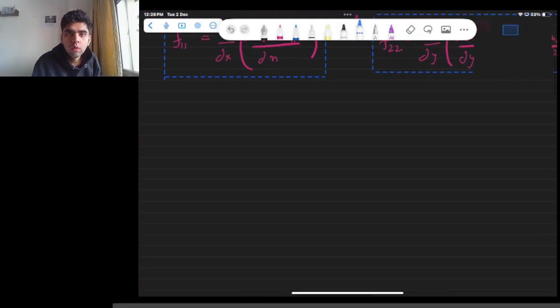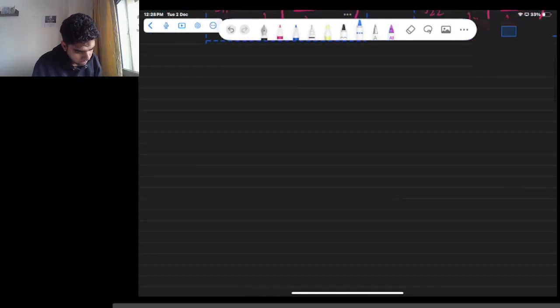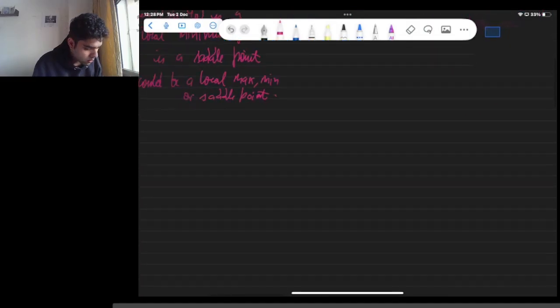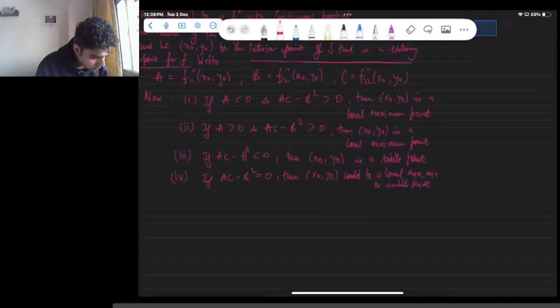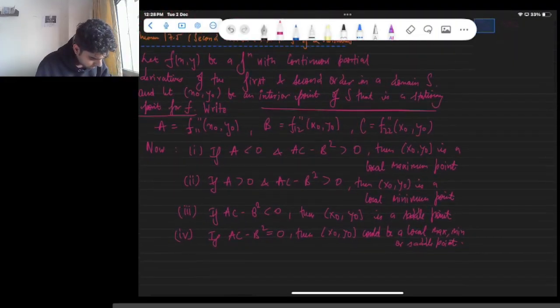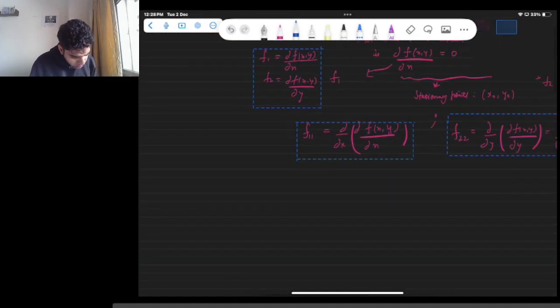So now let's just move on. Now let me go back to my theorem. So what was this theorem saying? Basically, let f(x, y) be a function with continuous partial derivatives of the first and second order in a domain S. Yes. So I was explaining to you the second order partial derivatives, right?